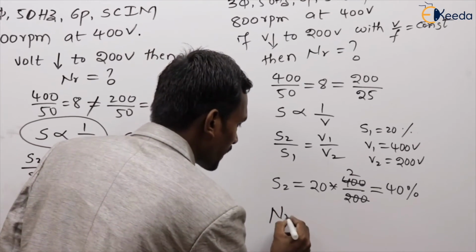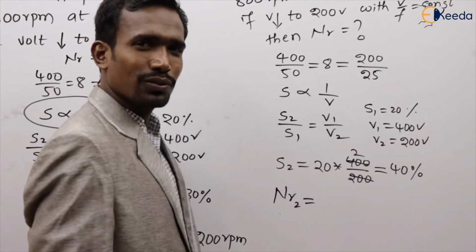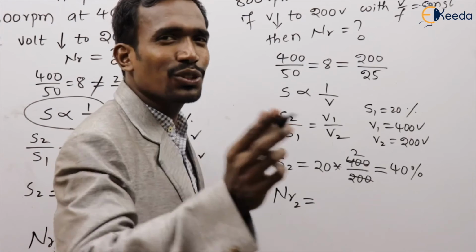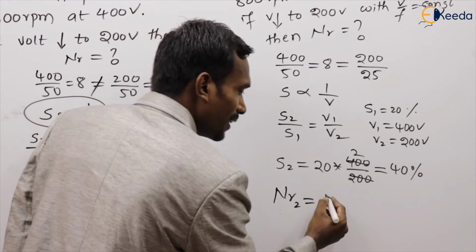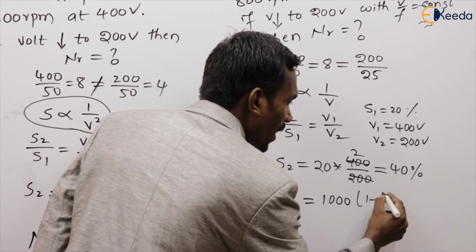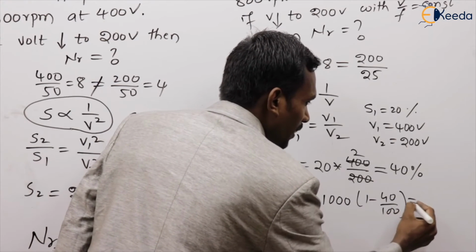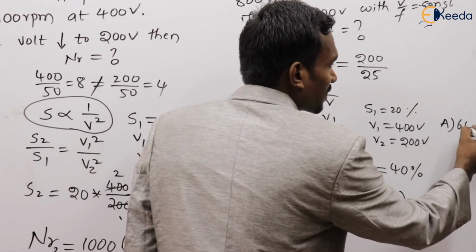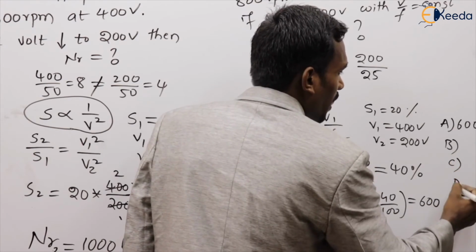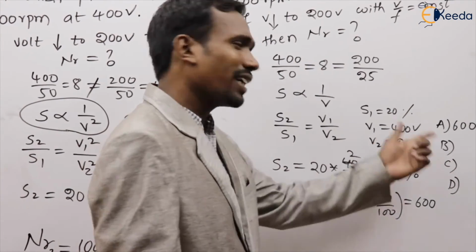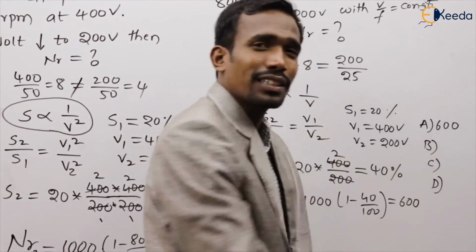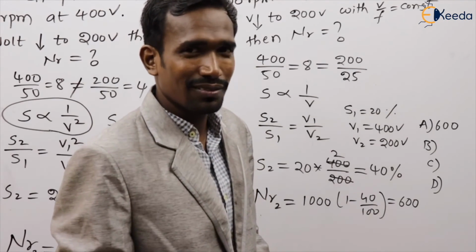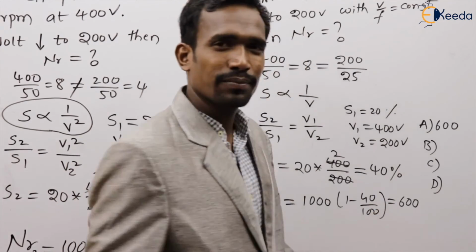If S2 is equal to 40%, NR2 is equal to, generally every student does like this: NR2 is equal to 1000 into 1 minus 40%, which is 600 RPM. When you go to the options, option A is 600 RPM, and options B, C and D are also there. Generally you put 600 RPM. The question paper is very easy, but this is a 100% wrong answer.